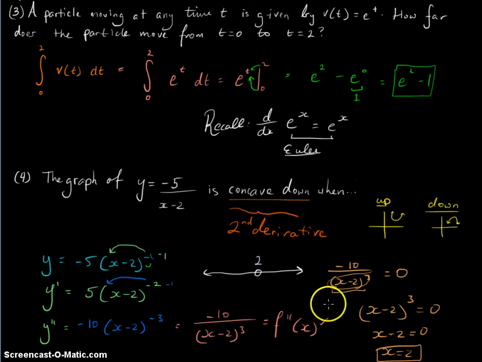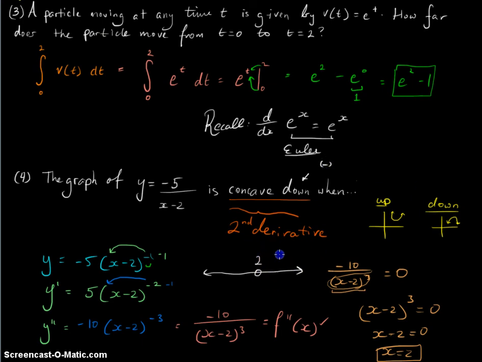Now, let's draw our handy dandy number line with x equals 2 as a critical point. Be aware that this is an open circle, not a filled in circle, because we're not looking for the absolute value anymore where it can be equal to 0. If it is 0, it's not concave down. If it's negative, it's concave down. Concave down refers to a negative sign.